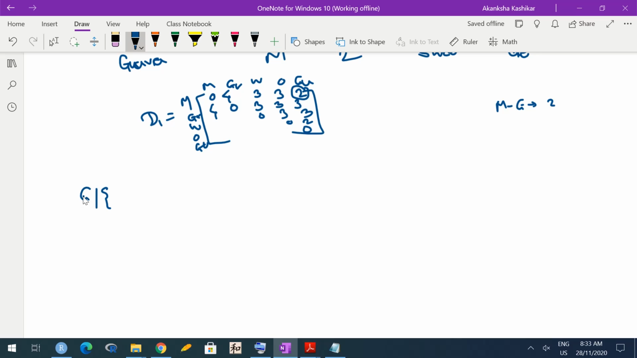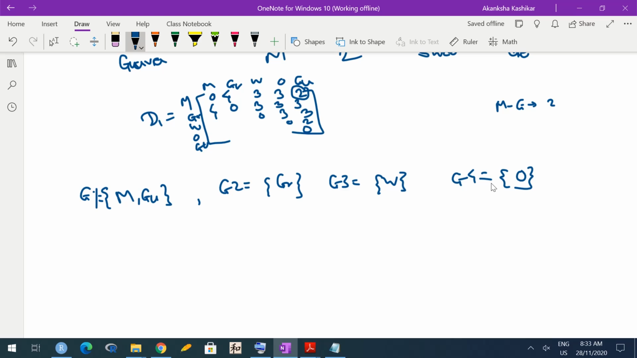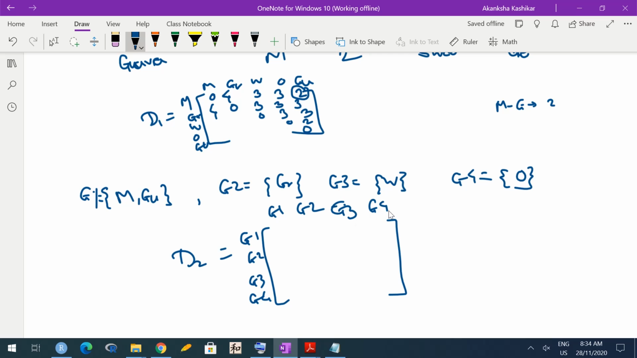Then we will construct the groups. So my group 1 is now mango and guava. Group 2 is grape. Group 3 is watermelon. And group 4 is orange. So I have to now construct a distance matrix based on these 4. So I have group 1, group 2, group 3, group 4 along both axes. Let us use the average linkage method here. As a homework, you can try with other linkage methods.